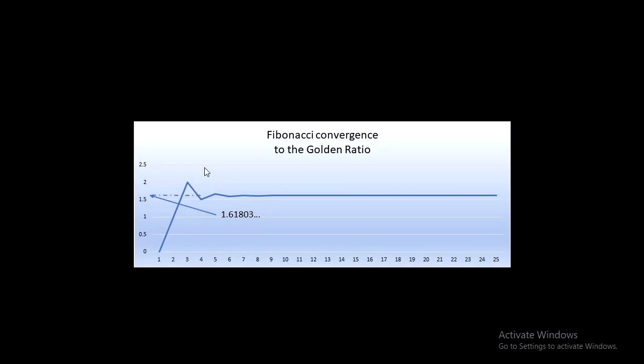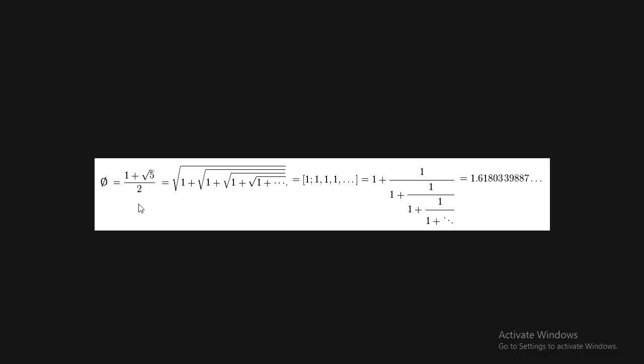And we can see that here, that as we keep going along that chain, any two numbers that you divide together will eventually become 1.618. And we can see they just converge here at 1.618 the longer we go along this line. So this number can also be represented by 1 plus root 5 over 2, or this infinite sum here, which goes on forever, or this infinite sum here also.